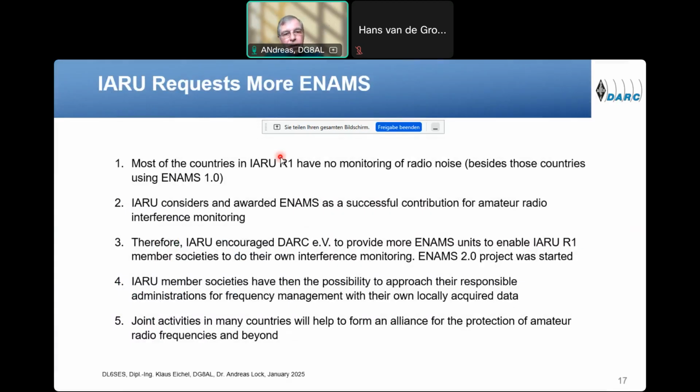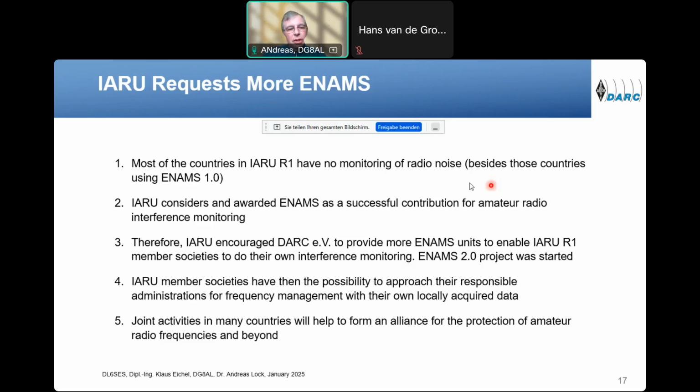There was an IARU meeting by end of 2023, and the ENAMS team, Klaus Eichel, was awarded for the successful contribution for the amateur radio interference monitoring. And most of the countries in IARU Region 1 have no monitoring. Besides South Africa, you have your own system.